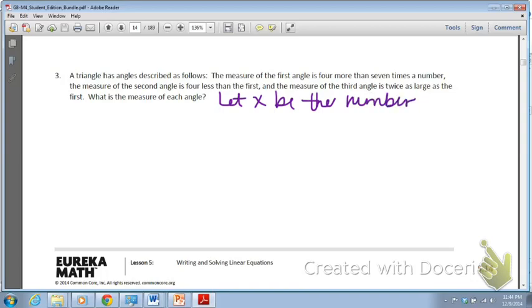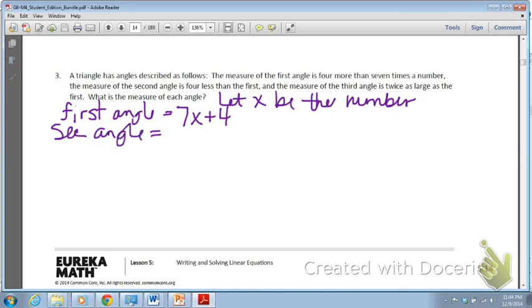So we can write expressions for the angles. So the first angle is 4 more than 7 times a number. So it's going to be 7x plus 4. And then the second angle is 4 less than the first angle. So the first angle is 7x plus 4 minus 4, because it's 4 less than the first angle. So that's just going to be 7x.